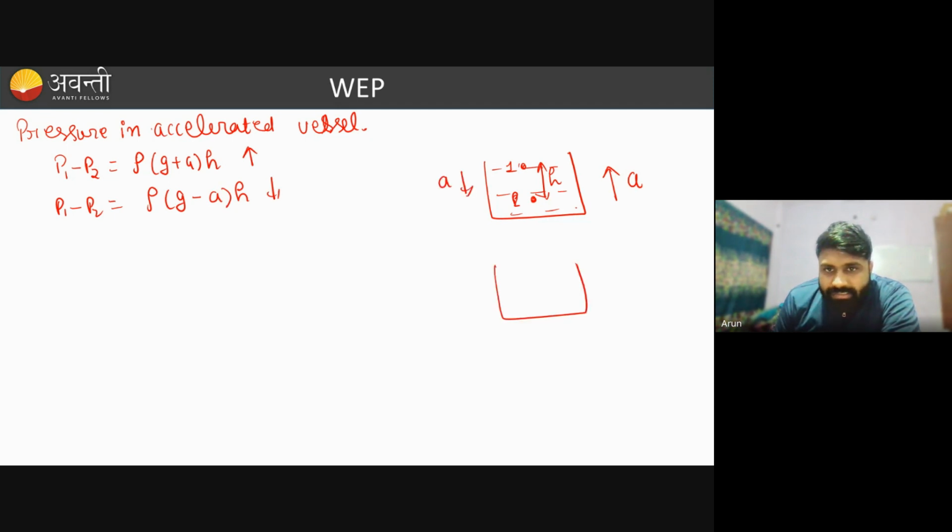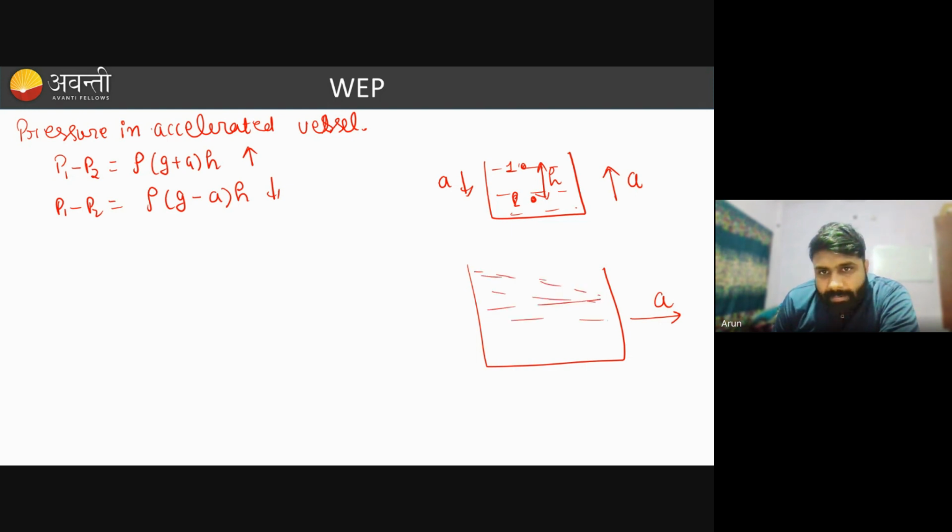Now if it is moving in horizontal direction with an acceleration a, there will be a slight change in the surface. Let's say this height is h1 and this height is h2, and this shape changes with an angle theta. This is the final surface we have.